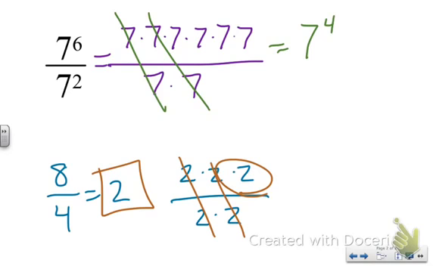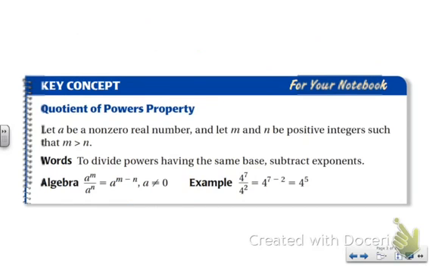And if you remember in our product property, when we multiplied powers, we added exponents. So now when we divide, we are going to subtract. So it actually becomes 7 to the 6 minus 2, which is equal to 7 to the 4th. And this is our quotient of powers property. So to divide powers having the same base, subtract exponents.